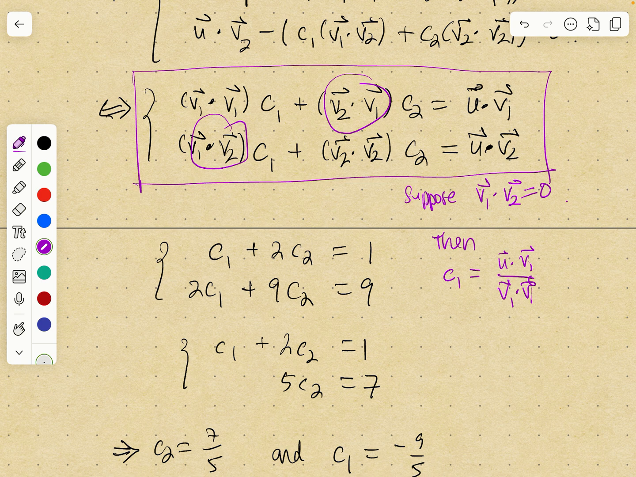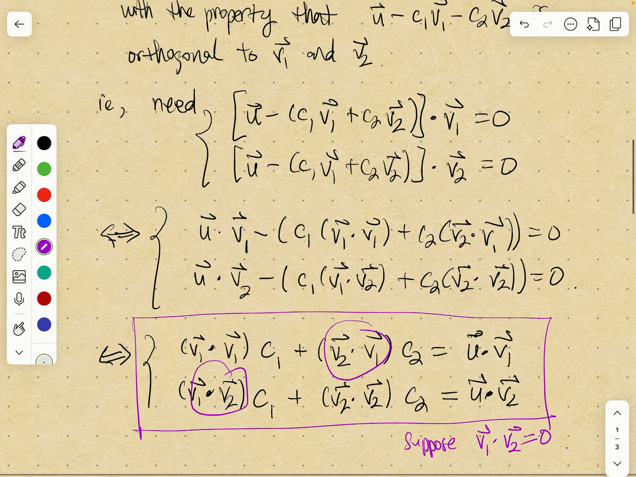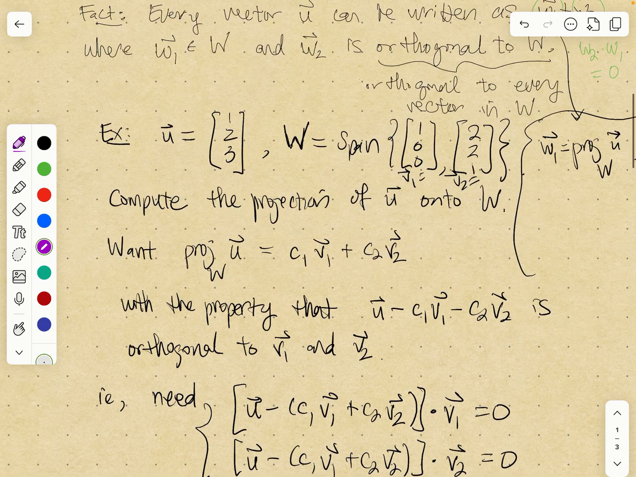Does that look familiar? That was the constant of v when you project u onto v. And if you take the second equation, it's v2 dot v2, c2 is u dot v2. If you divide both sides by v2 dot v2, you get that c2 is u dot v2 divided by v2 dot v2. So the calculations become a lot simpler if you had orthogonal vectors that spanned w, right? If we had vectors that were orthogonal.